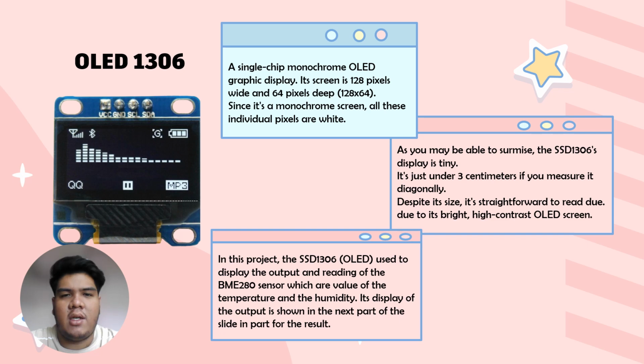As you can see, the characteristic of the OLED is a single chip monochrome OLED screen, only 128 pixels wide and 64 pixels deep. This OLED can read the BME sensor values of the temperature and humidity. It will display the output in the next part of the slide, which is the result.